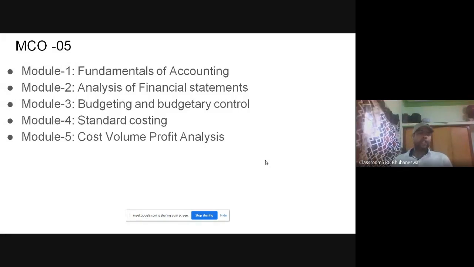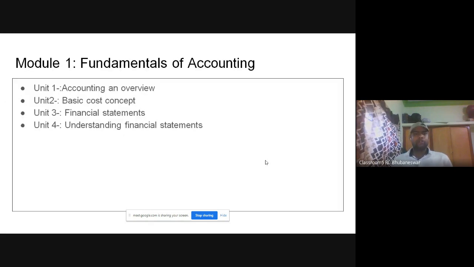So we will be starting one by one, and we are allotted 5 classes. So we will try to cover as far as possible. Coming to the first one, the fundamentals of accounting, it is having 4 units.